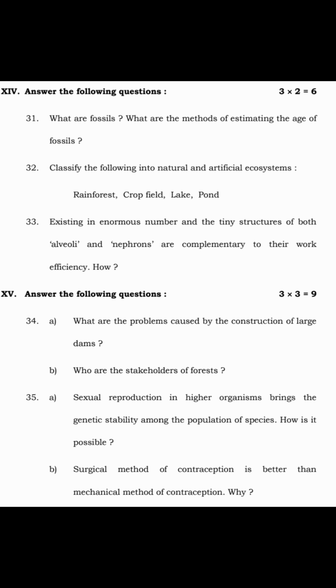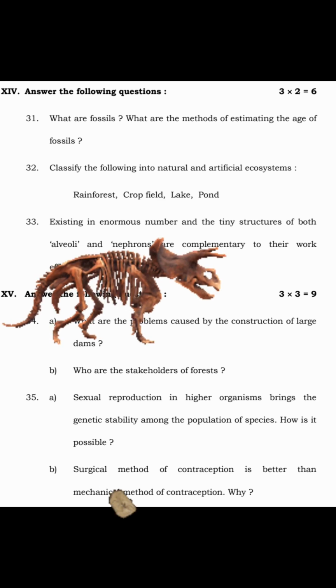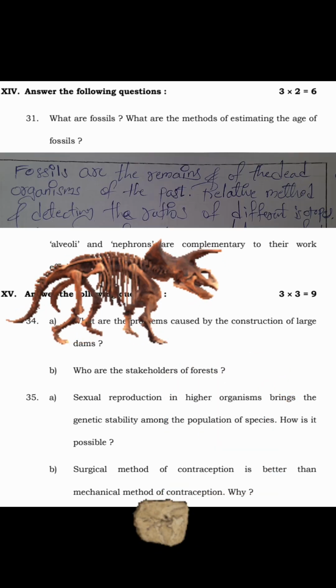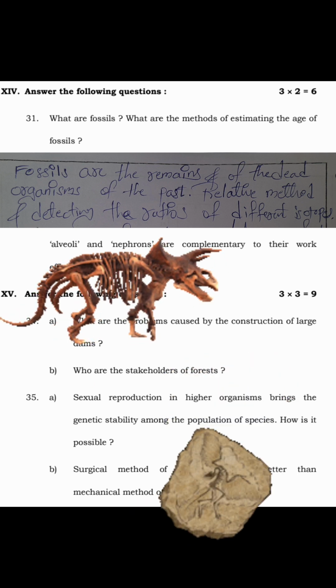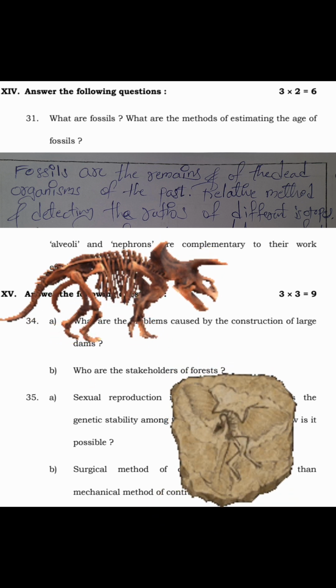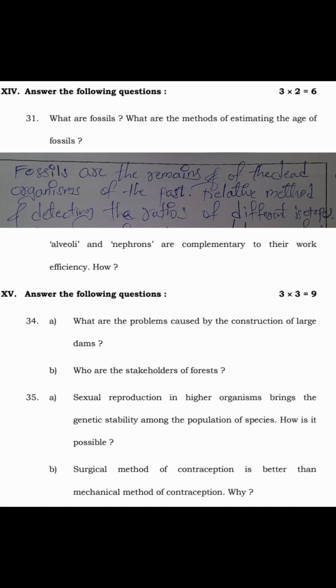14th main, answer the following questions. 3 into 2, 6. 31st: what are fossils? What are the methods of estimating the age of fossils? Fossils are the remains of dead organisms of the past. Here, the relative method and detecting the ratios of different isotopes, that is carbon dating. These are the two methods which are used for estimating the age of fossils.